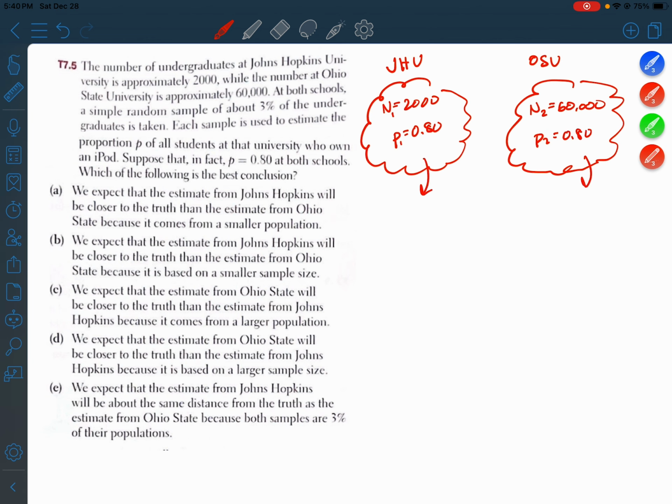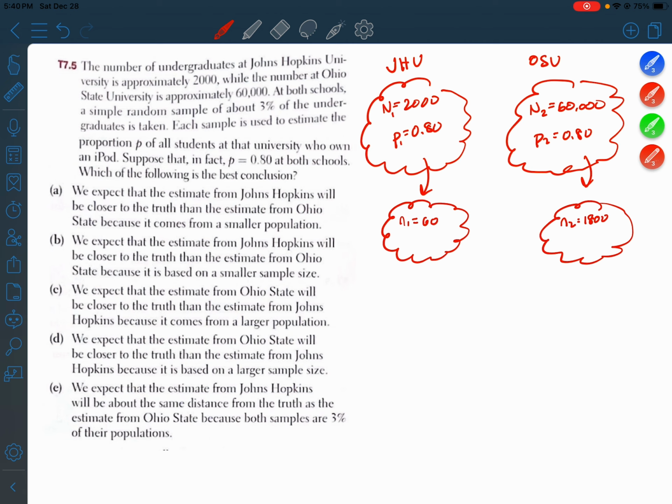All right. And then we take samples from each of those populations. Now the sample size is 3%. So 3% of 2,000 is 60. So our sample size here is 60. And then 3% of 60,000 is 1,800. So n2 equals 1,800. All right, and that's about as much as we can model, right? That's all we have: the population sizes, the true proportions or the parameters, and then the sample sizes.